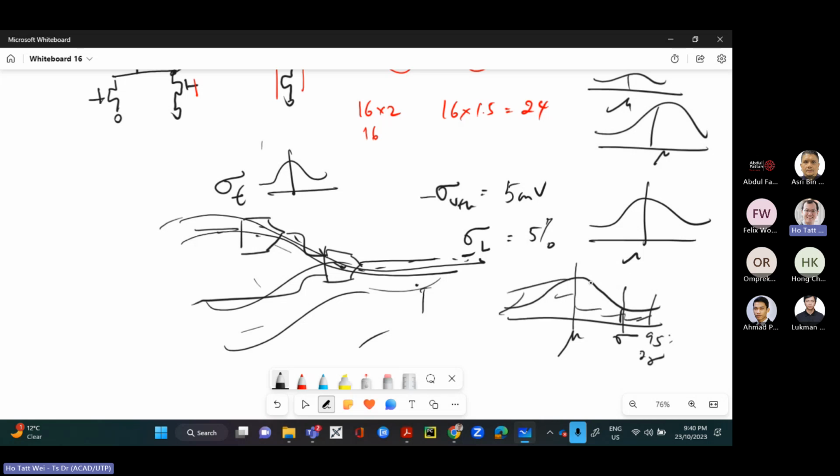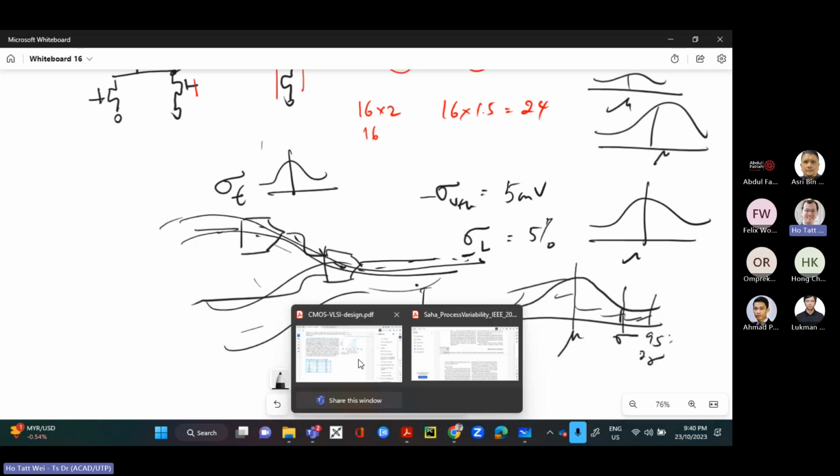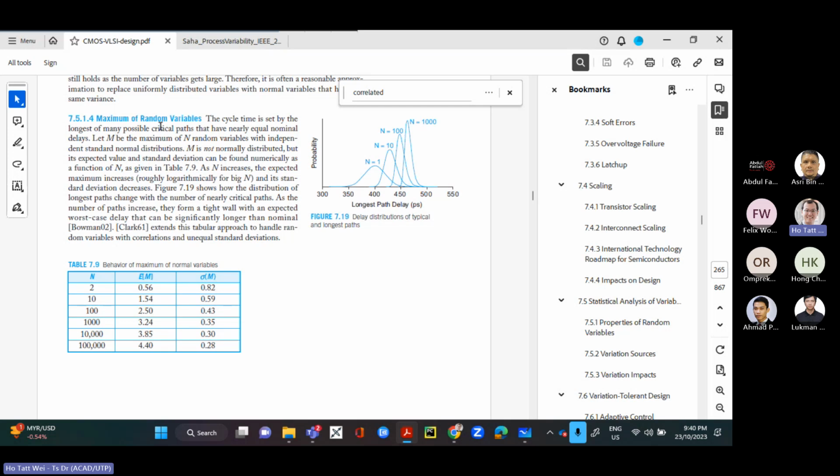But the problem is I have 4 of these critical paths or near critical paths. That means their mean values are almost the same, and the standard deviation is something similar. How do I pick? Do I pick the largest? No, that's not what you do. What we do is we look at a result here on the maximum of random variables, and we observe something interesting. If you have one random variable, this is the mean and this is the standard deviation.